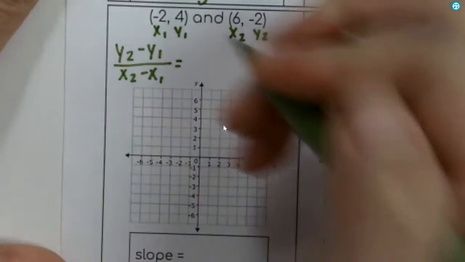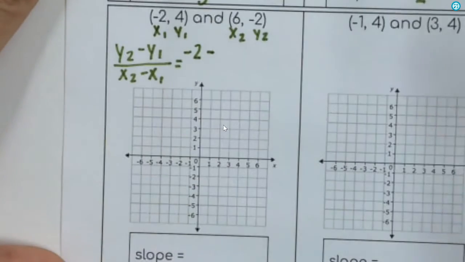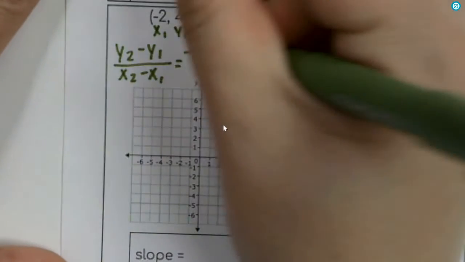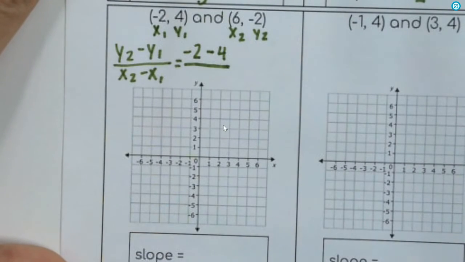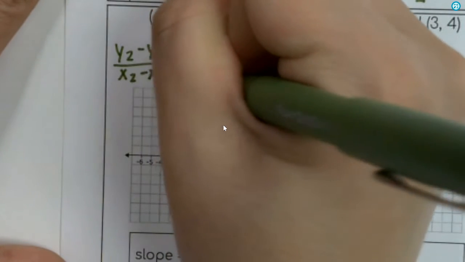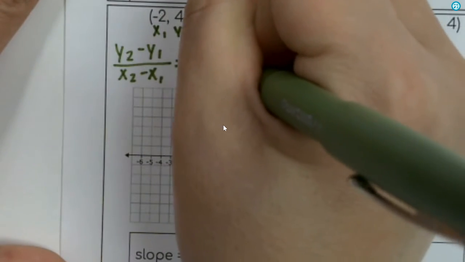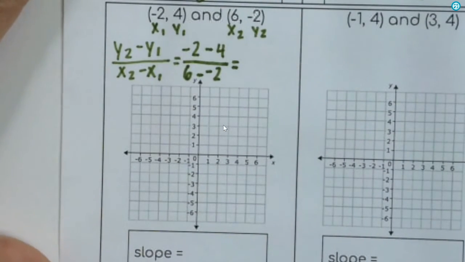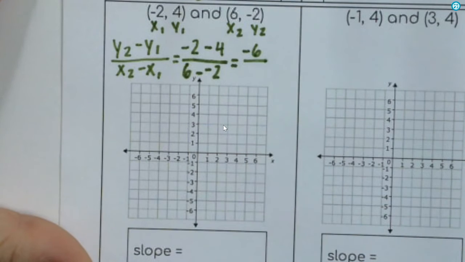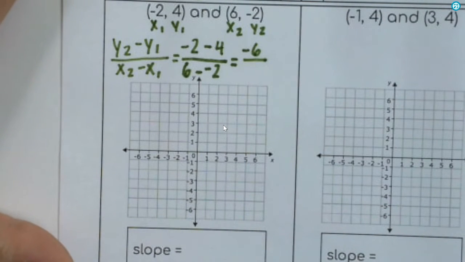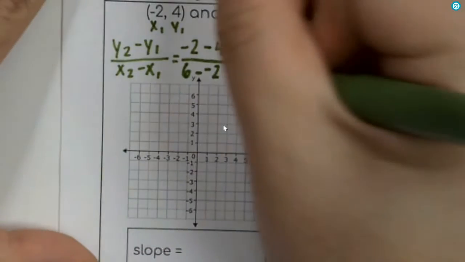y2 is negative 2, minus my y1, which is 4. It's negative 2 minus 4 on top. And then on bottom, x2 minus x1 is 6 minus negative 2. On top, negative 2 minus 4 is negative 6. And 6 minus negative 2 is the same thing as 6 plus 2, so that's 8.